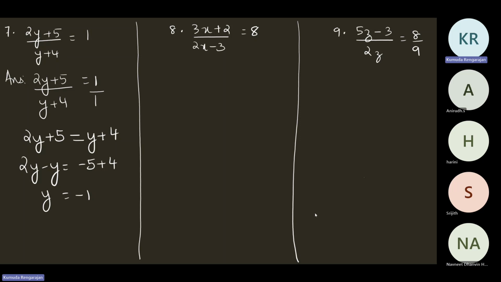You need to be clear. You're so fast. You need to talk slowly and clearly. Okay, sorry. When you substitute minus 1 in place of y in the question, on the left hand side, what do you get? 2 into minus 1 plus 5 by minus 1 plus 4. That's what you're trying to say, right? So this is minus 2 plus 5, 3 by 4 minus 1, 3. 3 by 3 is 1. And that's what we have on the right hand side. Yes, ma'am. Okay.